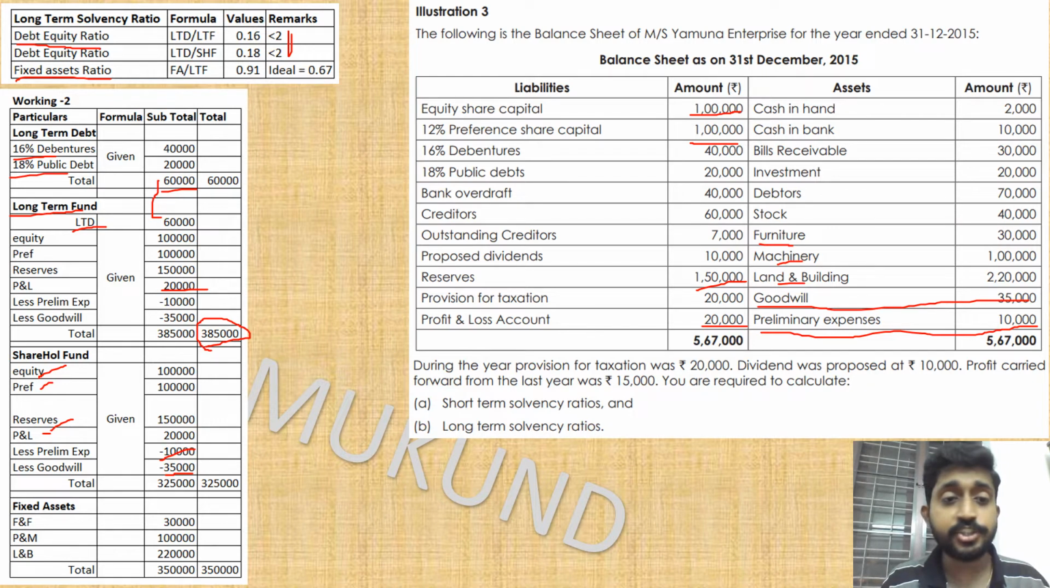So fixed assets ratio is fixed assets divided by long term fund. So fixed asset ratio is 0.91. Okay, so ideal is 0.67. 0.67 is best. Okay, we are more than that. So here higher is better or lower is better? Okay, lower will be better. Why? Because long term fund will be utilized for creating fixed assets as well as developing your core working capital.